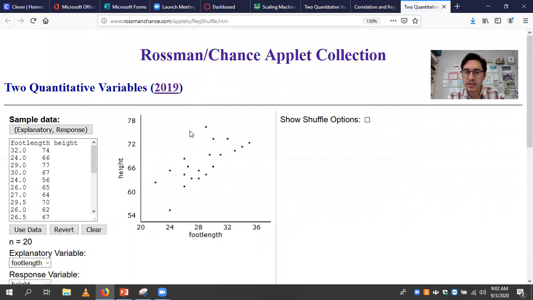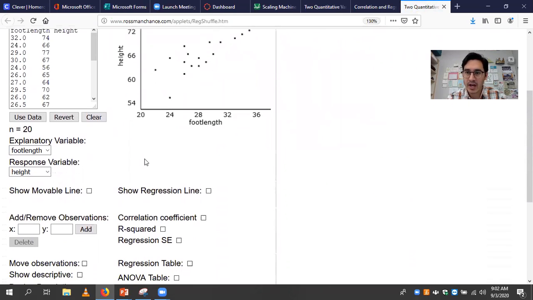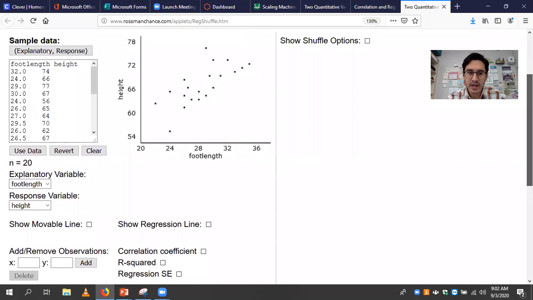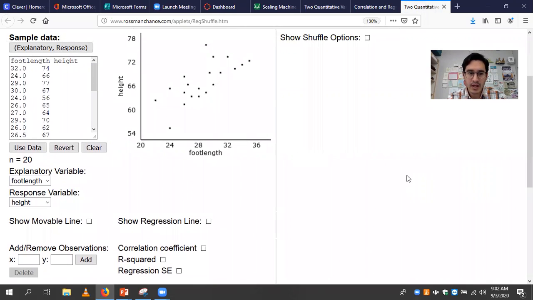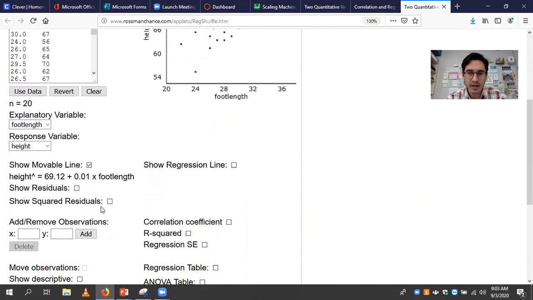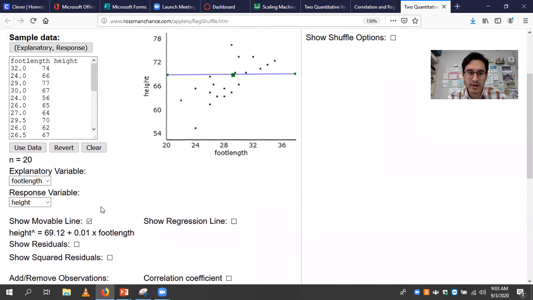So what we'll do is use an applet to explore this. Here is foot length versus height. And what we can do is put in a line, and we can move this line any which way we want. I might think this is the best line, but how do I really know if it's the best line? Well, what statisticians have come up with is a way of measuring variation here.